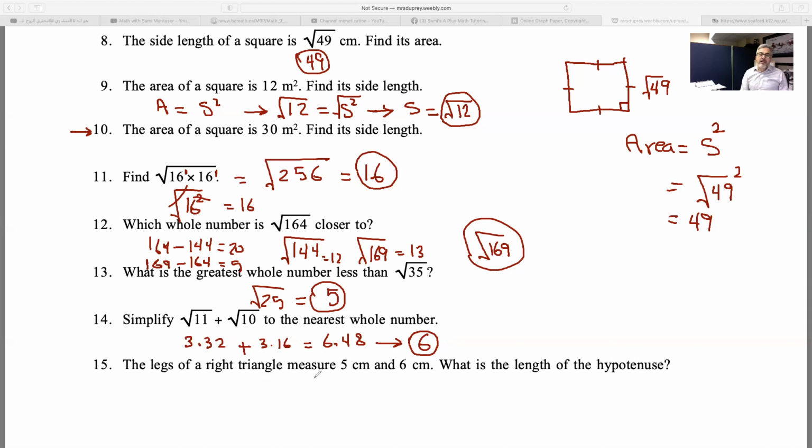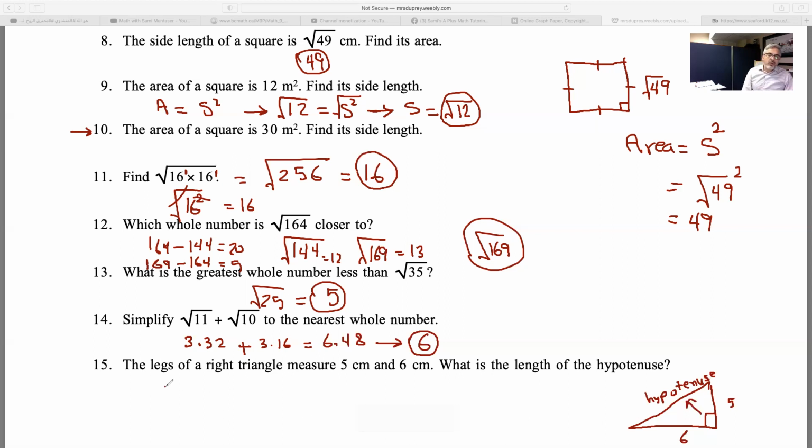The legs of a right triangle measure 5 centimeters and 6 centimeters. What's the length of the hypotenuse? Now, Pythagoras. You could do that with 90-degree angle triangles. They're giving you the legs. So one of the legs is 5 and one of the legs is 6. We call this the hypotenuse. So this is always the hypotenuse. How do you know it's the hypotenuse? It's always opposite to the right angle. So see how it's opposite to the right angle, and it's the longest side.